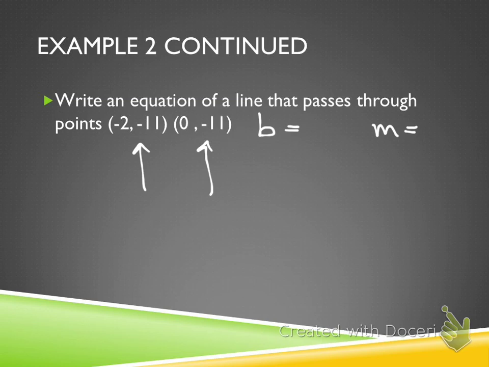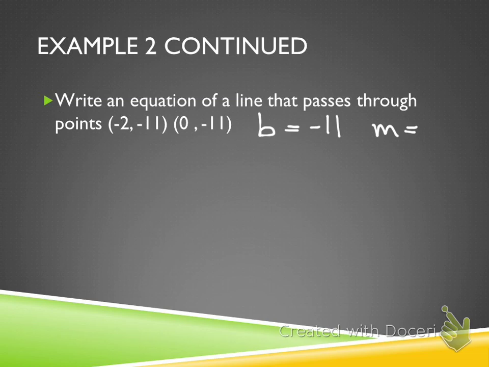Okay, so you kind of have to picture it, and on your homework tonight, one of the points is going to have an x value of 0. So your y-intercept will be the other number. All right, so y-intercept is negative 11. And now, how do you find slope? You use your formula. Go ahead and use your formula to find the slope.